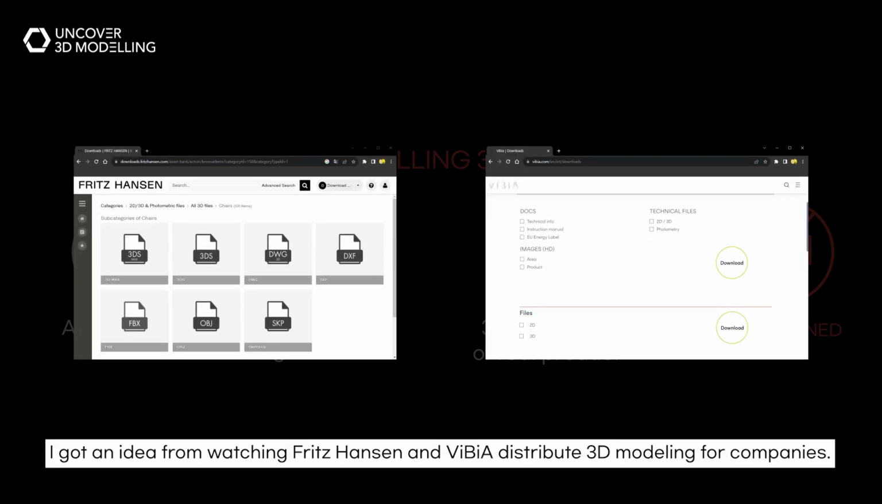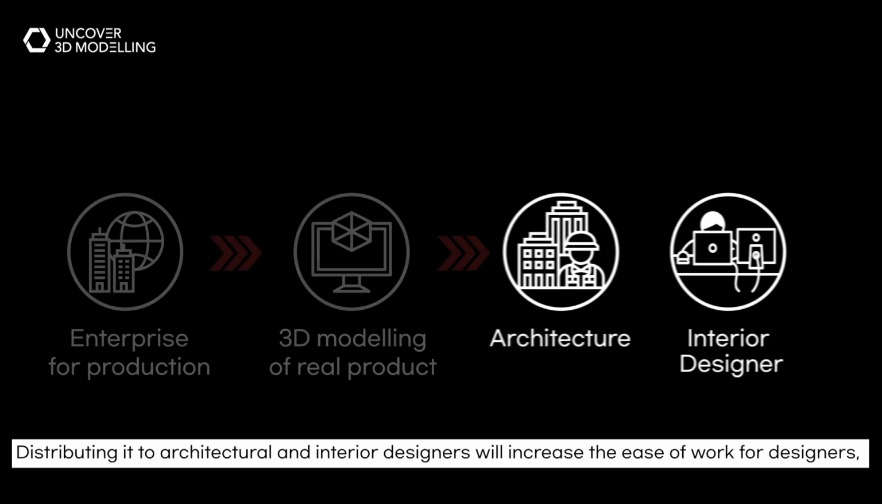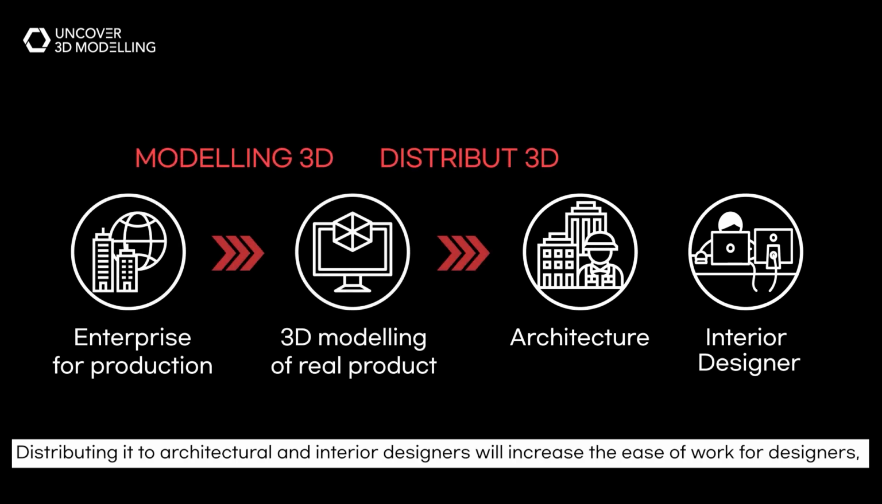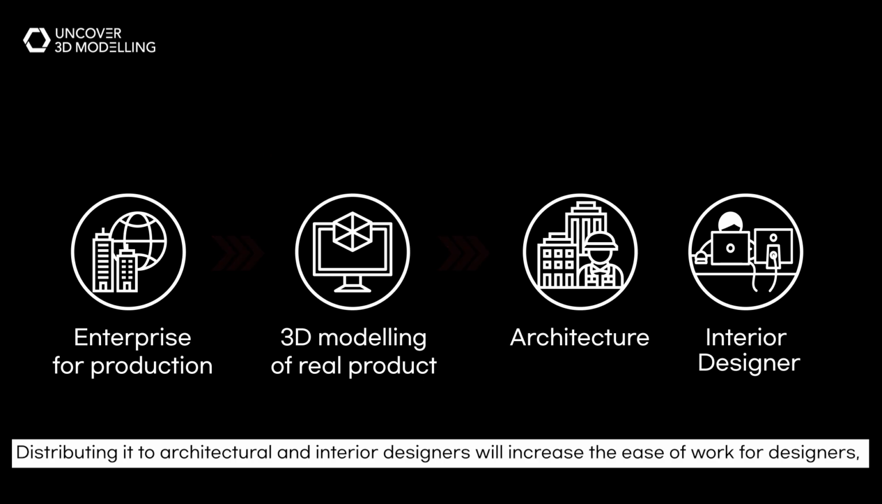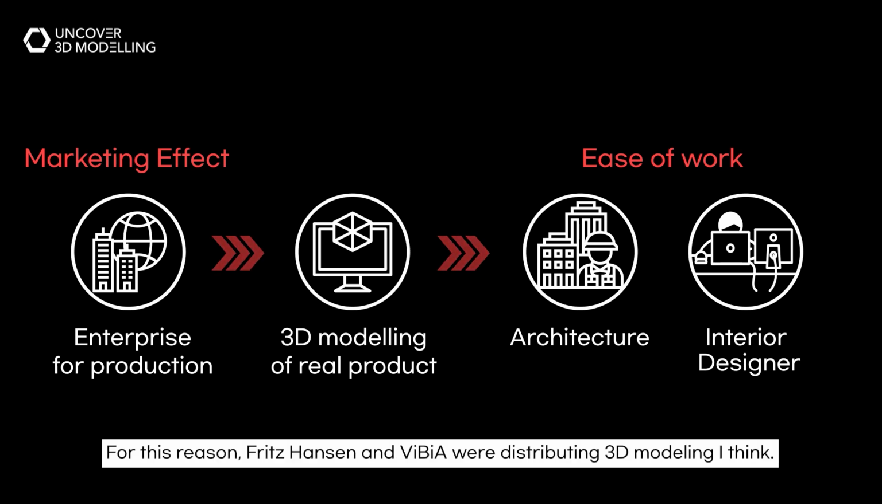I got an idea from watching Fritz Hansen and Vivia distribute 3D modeling for companies. 3D modeling produced by enterprises for production is a resource that is discarded over time. Distributing it to architecture and interior designers will make work easier for designers, and the marketing effect of the 3D modeling distribution will be generated for companies. For this reason, I think Fritz Hansen and Vivia were distributing 3D modeling.